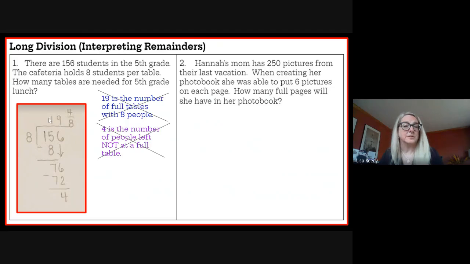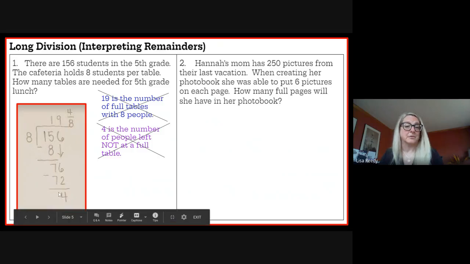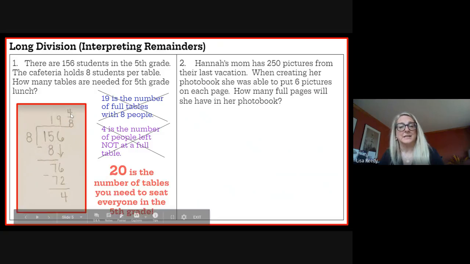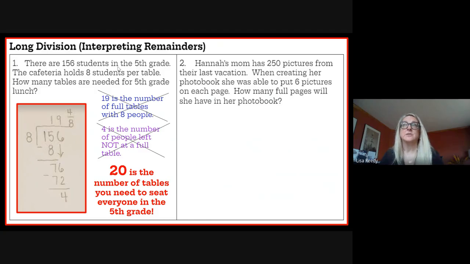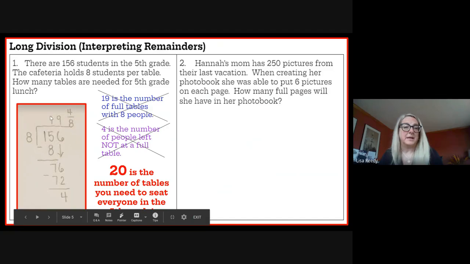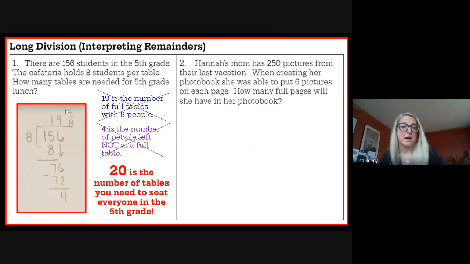Well, if I have 19 full tables and I have 4 people left over, that means I need a table for these 4 people. So the answer is not 19 1/2. The answer is 20. 20 is the number of tables you need to seat everyone for 5th grade lunch. Okay, so you need to know for that one that that extra 4 needs to make this 20, not because half rounds up to 20, but because the question is asking that specific thing.